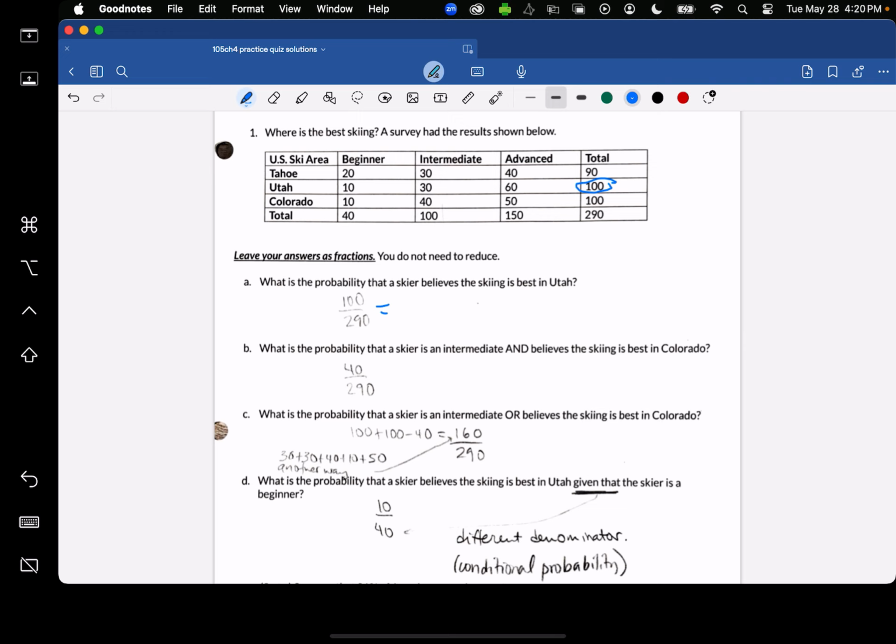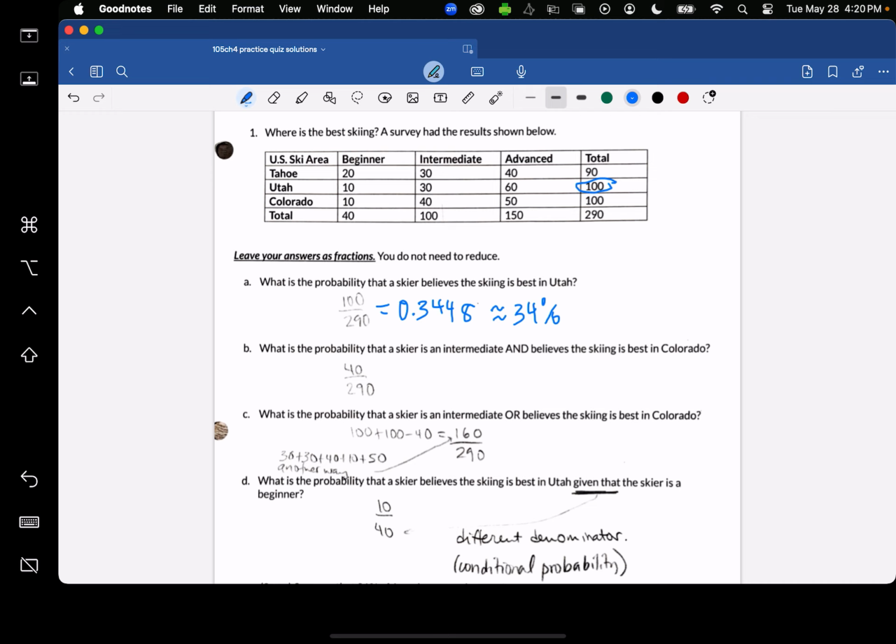0.3448. So that would be about 34%. I don't need you to reduce your fractions. Decimal is fine, or fraction would be fine as well.